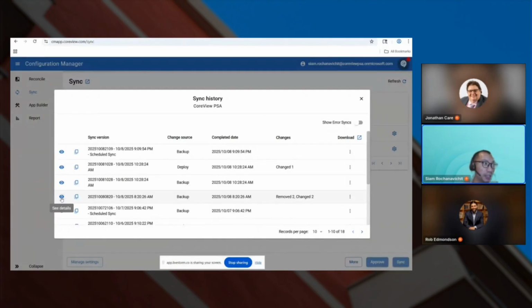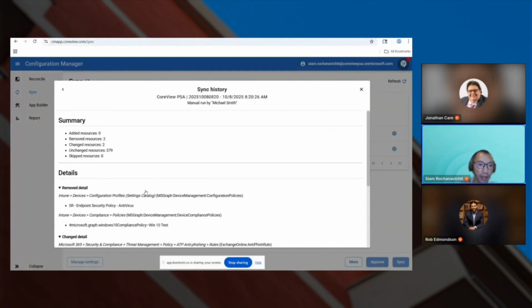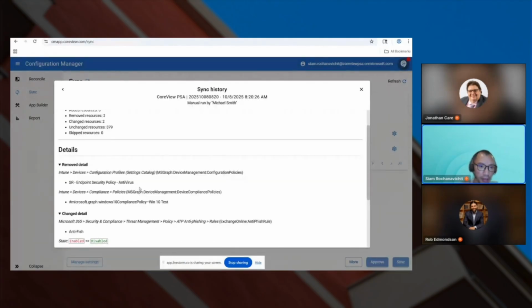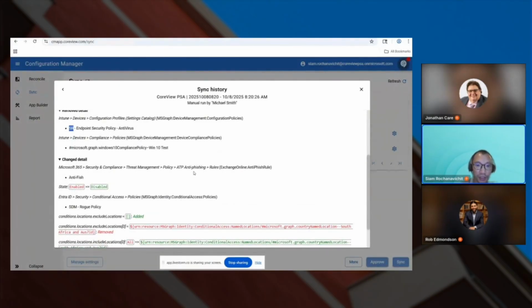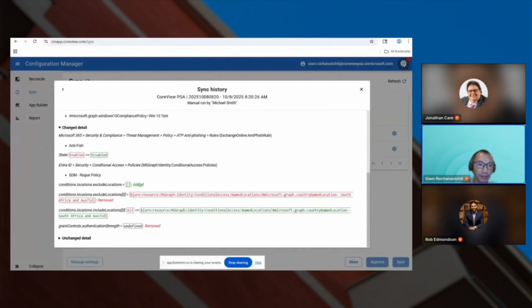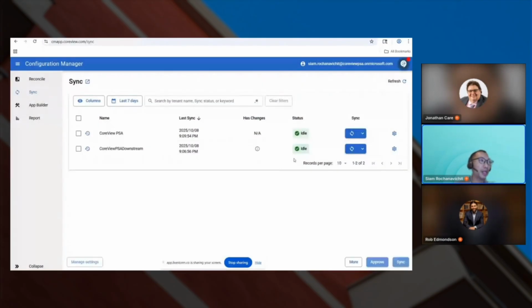If I needed to see the detail of what had occurred, I can now see that within this tenant, looks like someone had removed this antivirus policy. Those are my initials that I had created. Also, they removed a Windows 10 compliance profile that I had also created. And then within this ATP anti-phishing rule, this is more alarming. The state went from enabled over to disabled, along with some of the other properties against some of these conditional access profiles. So that's a lot of good drift detection, right?